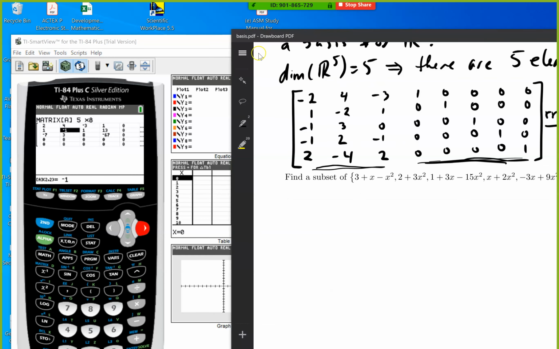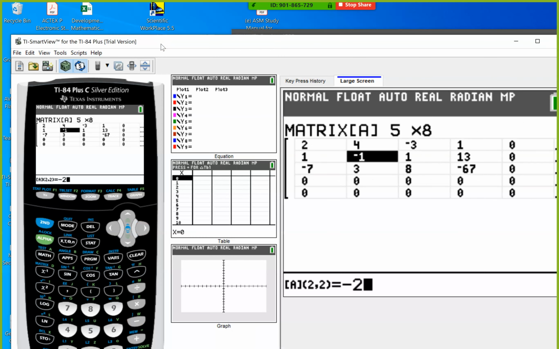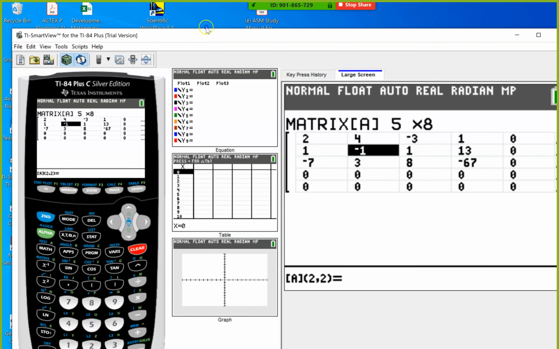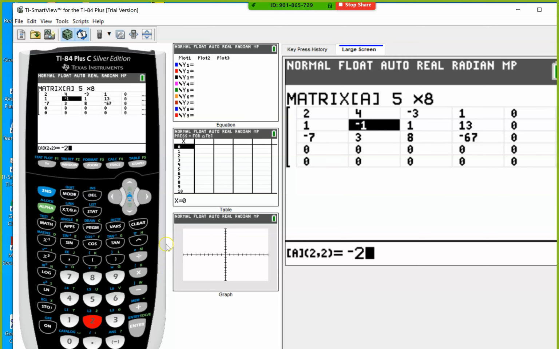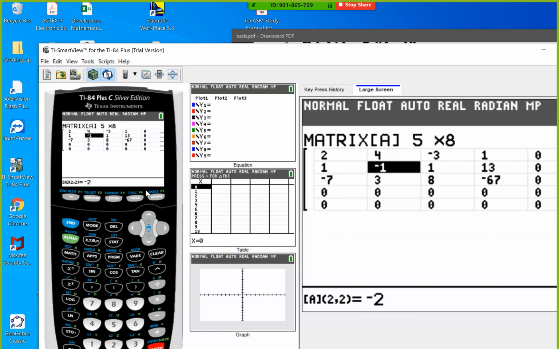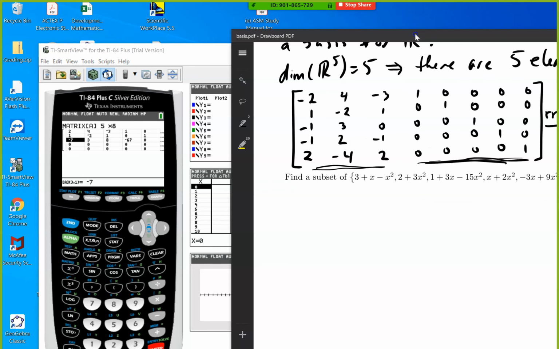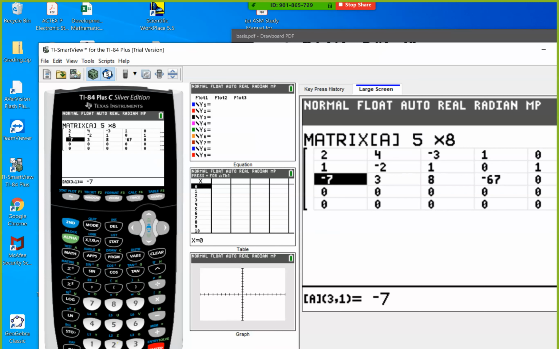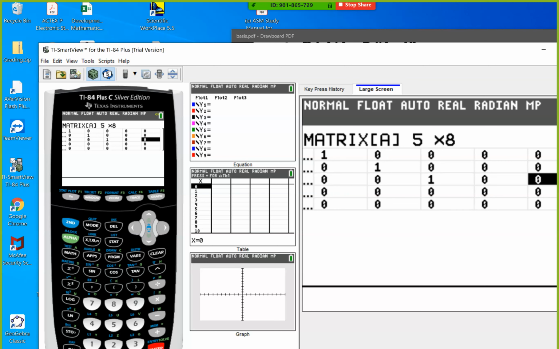Alright, let me check my numbers again. 1, -2. No, that's why. It doesn't like that negative sign. -2. And 1. And then 0, 1, 0, 0, 0. Alright, and then the next row, -1, 3, 0. So -1, 3, 0, and then 0, 0, 1, 0, 0.